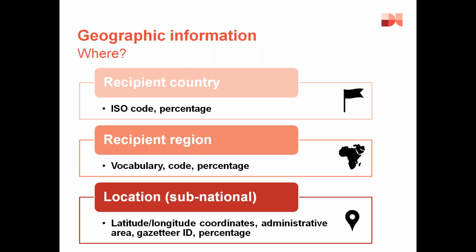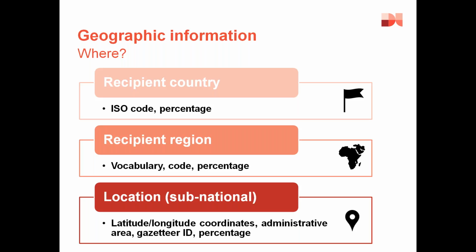So if we move on to the next slide, we're going to now talk about geographic information. You can provide geographic information via the IATI Standard at 3 levels of granularity. You can provide the recipient country. This is the country that the project will be taking place in. And if there are multiple countries, you can provide all of the names of the countries where the work is taking place.